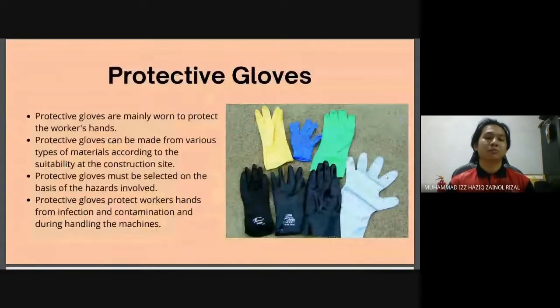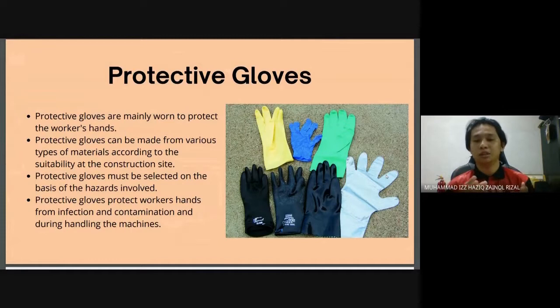Protective gloves. Protective gloves are mainly worn to protect the workers' hands. Protective gloves can be made from various types of materials according to suitability at the construction site. Some are made from rubber, some from cloth, and many more, according to the suitability and the scope of the job. Protective gloves must be selected on the basis of the hazards involved, and they protect workers' hands from infection and contamination and during handling of machines.